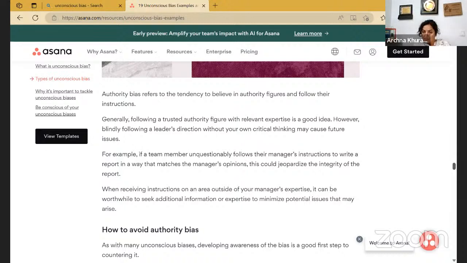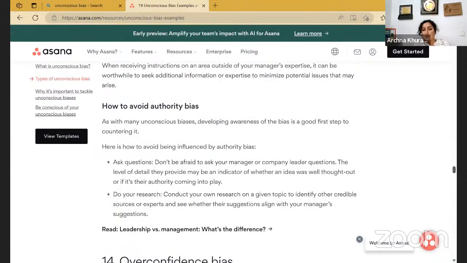In organizations also this happens: the manager gave some instructions, the manager said this is right, so everyone said it's right, which may not be correct. So what you need to do in that scenario, you need to ask questions. You need to know in detail why these things are being given.